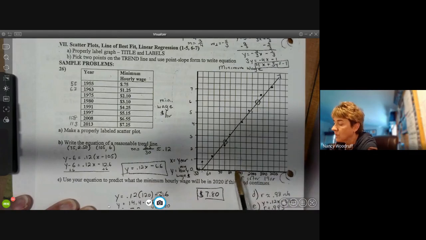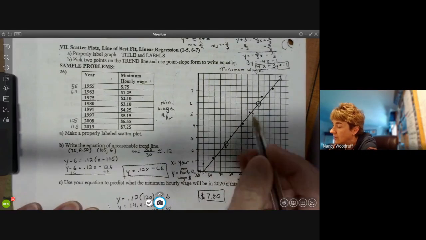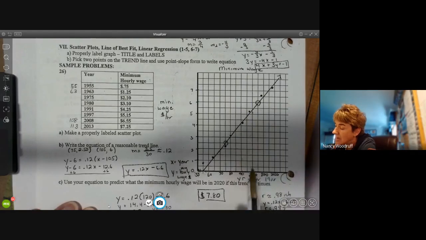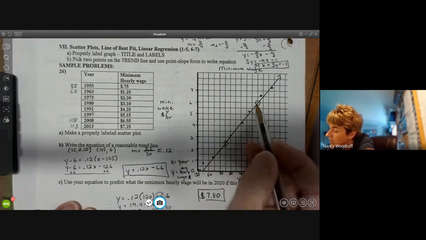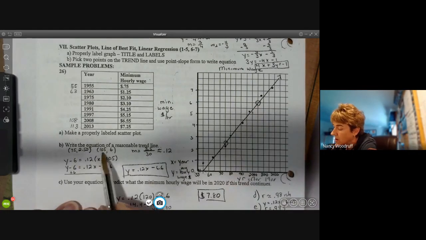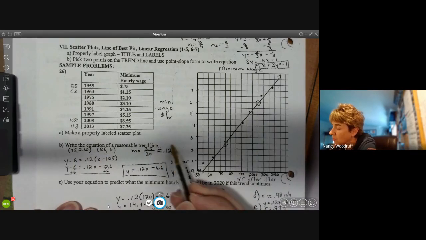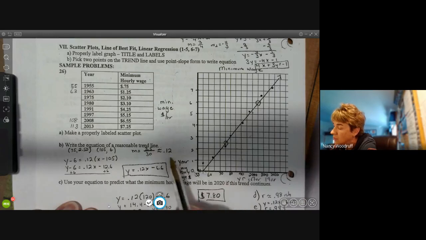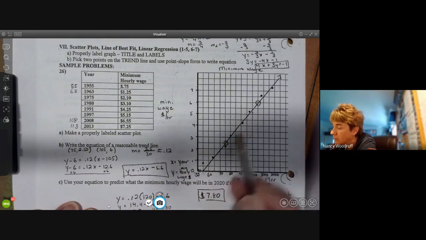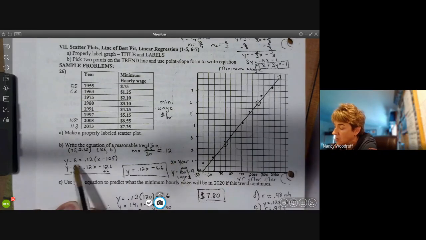This is a really good one to get a trend line in there. I drew my trend line in, and then I find 2 points in the crosshairs, and I let Mrs. Woodruff know what they are. There are my 2 points. I calculate the slope, and my slope is about 0.12, and you should be close to that because this is a pretty tight correlation. Point slope, I picked this point, and I solve it, and here is my y equals mx plus b. And you should be really close to this based on how tight this is.